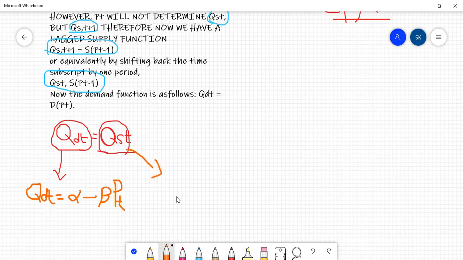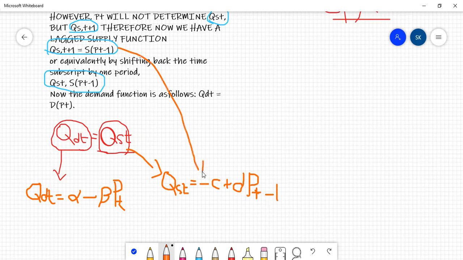Okay. Now what is Qst? We will expand this one as well. Qst is equal to, now this is a lagged function of the prices. So therefore, Qst is equal to minus c plus d pt minus 1. Now can you see over here? This is the supply function taken from here. This is a lagged function and this is an unlagged function.